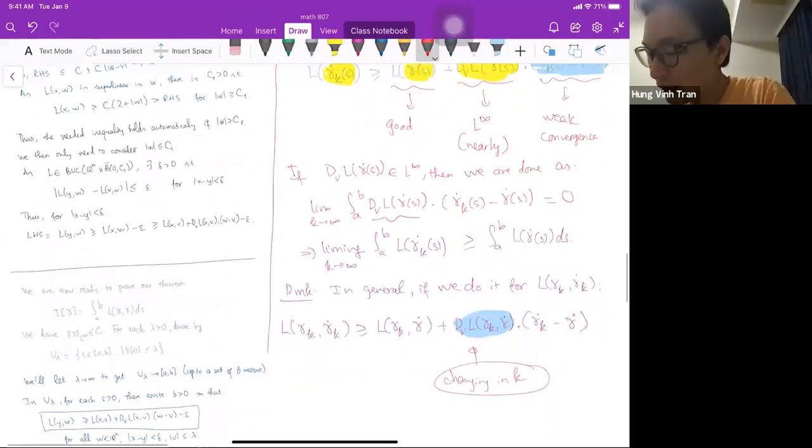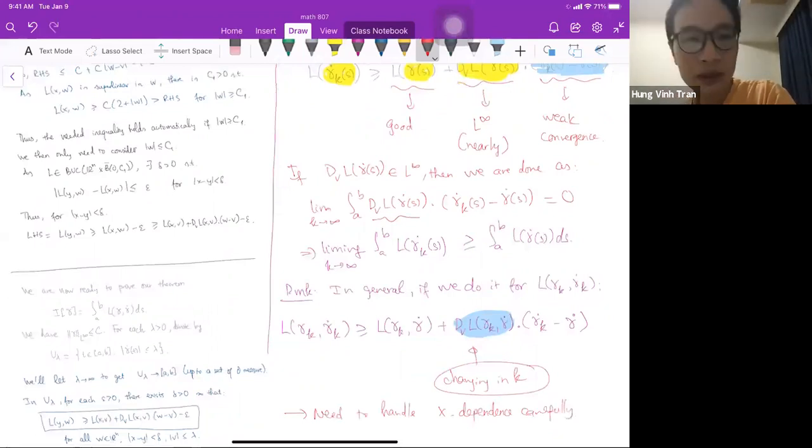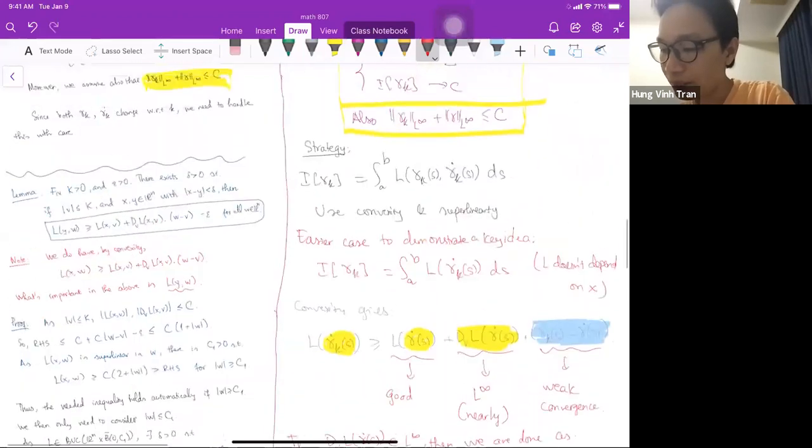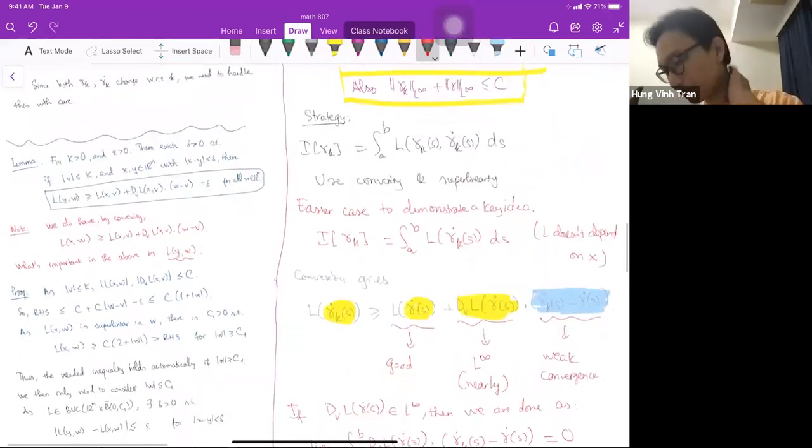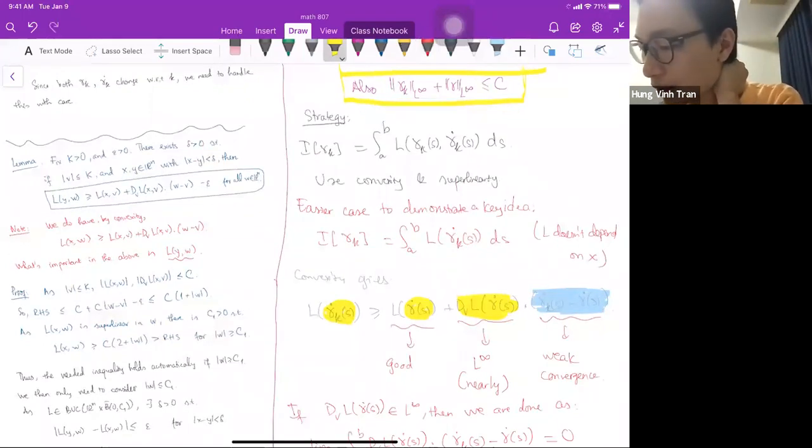So this means that we need to handle the x dependence carefully. Okay. So that's why it comes with all those lemmas. So now let me state the lemma, and we go with that.